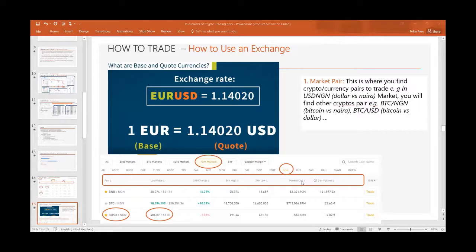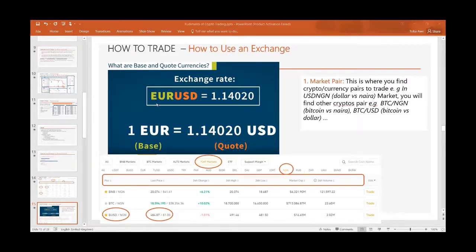Max said USD, Binance USD. Yeah, that's better. It's Binance USD, not just USD. So it's a Binance USD market. Very good. Because the first currency, which is the base currency, is what defines the market you are on.